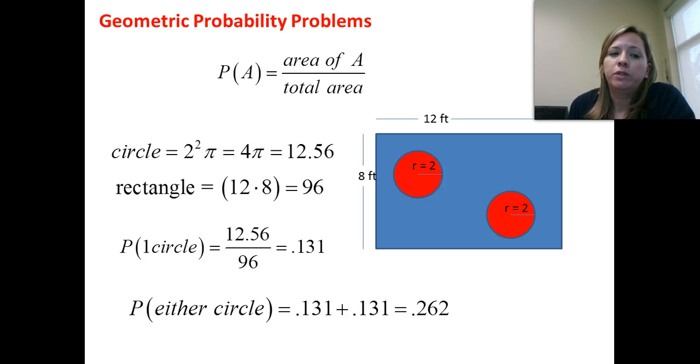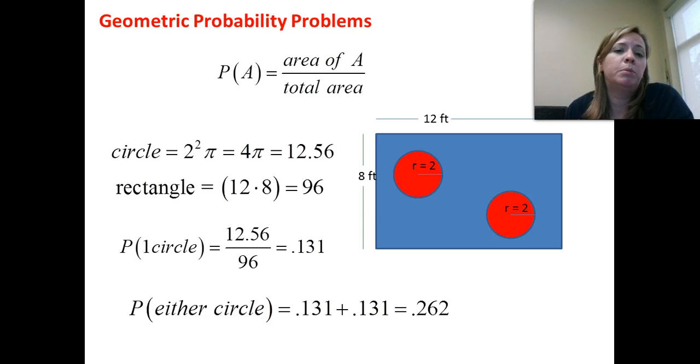Well, what I would first do is find the area of each circle. And the area of a circle is pi r squared. So I'd take the radius 2, I'd square it, get 4, and multiply by pi. And then I'm going to approximate that with a decimal, and I get about 12.56. Then I'm going to find the area of the rectangle, and that's just base times height, so that's 12 times 8, or about 96 square feet. So if I were to randomly throw a dart at this dartboard, the probability that I'd hit one circle would be the area of the circle, 12.56, divided by the total area, 96. And if I do that division, I get about 0.131, or about 13%.